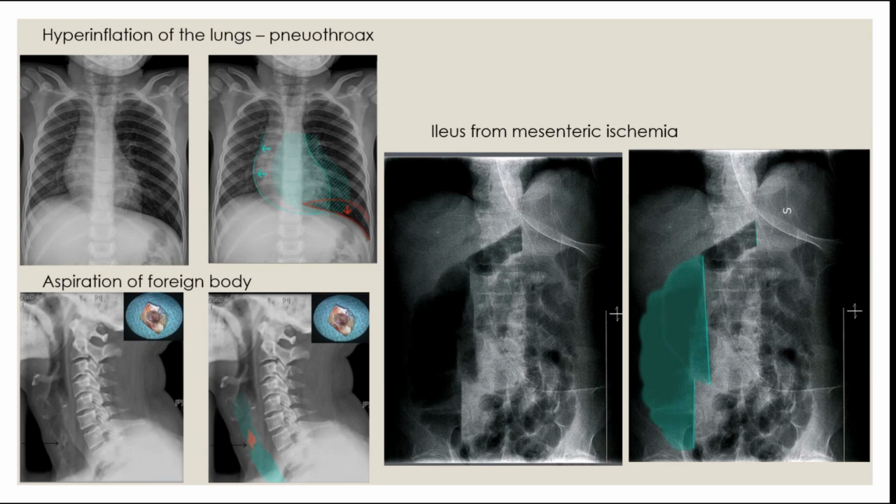there's an increase of the costophrenic size. Okay. In the lower picture, we can see aspiration of a foreign body, and we can see an ileus. You see the enlargement of the GIT.